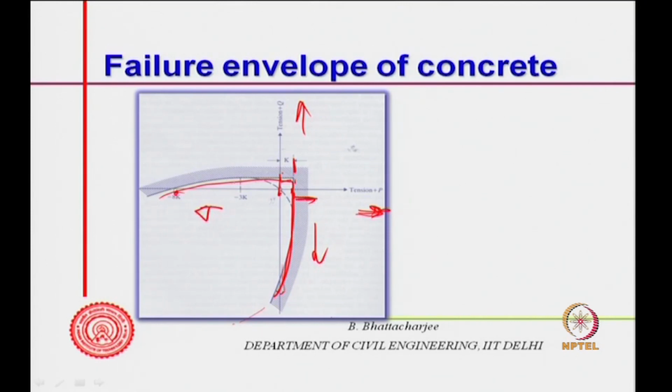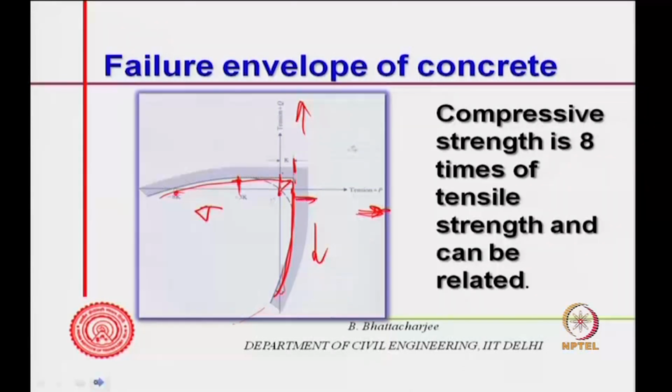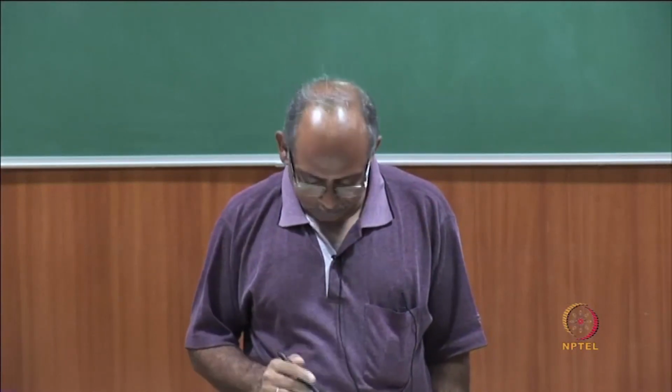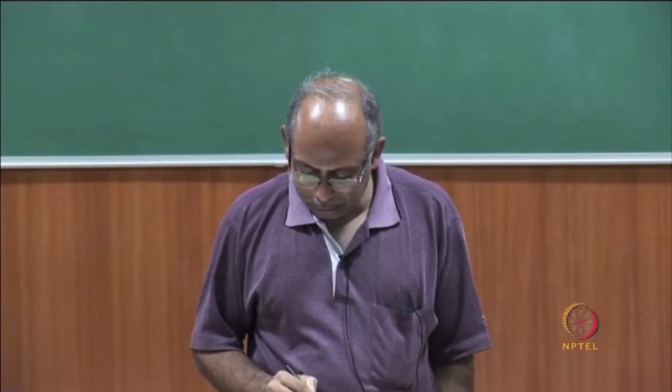But combinations, if you look at it, this is the situation. For example, in this case it is 3 K in compression, with slightly less than K in tension in the other direction. Tension in one direction, and compression in the other direction is 3 K. So, it can withstand that much, whereas it can withstand K and K tension in both the directions, that sort of thing. So, this is the failure envelope. What we see is compressive strength is around 8 times the tensile strength, and therefore a relationship can exist between the uniaxial tensile strength and uniaxial compressive strength. So, one can look into this.